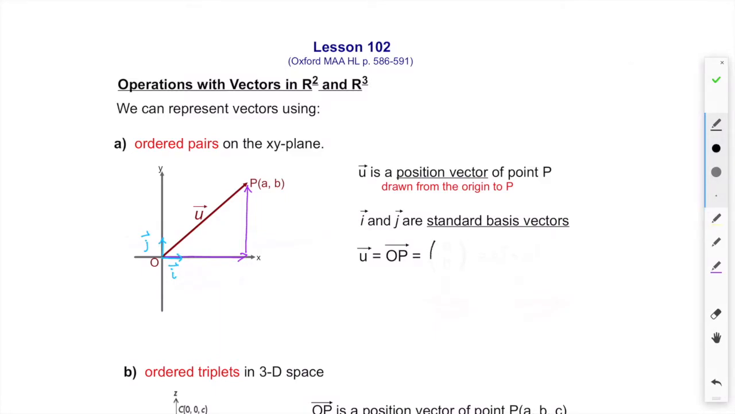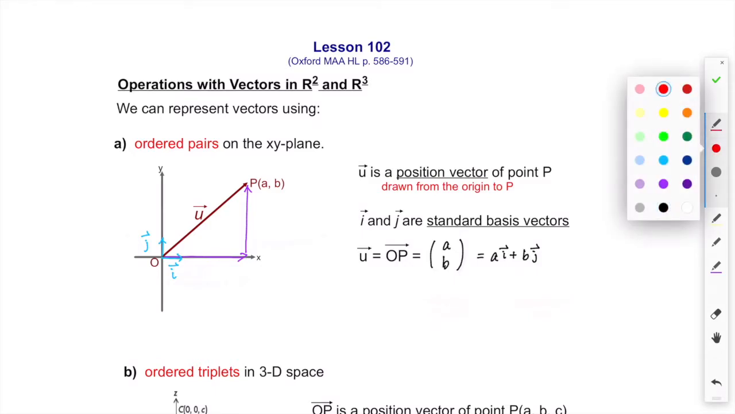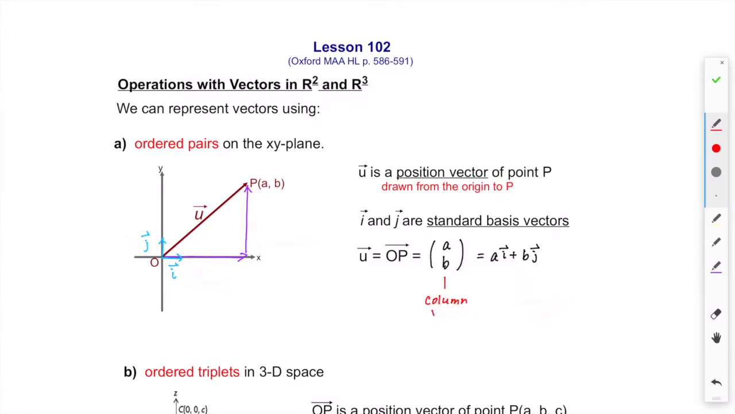I can either call it using the column vector (a, b), or I can write it in component form, ai plus bj, okay, as a linear combination of the two scalar multiples of vectors i and j. Okay, and so the vector (a, b), once again, this is called a column vector. And then ai plus bj, we refer to this as the component form.